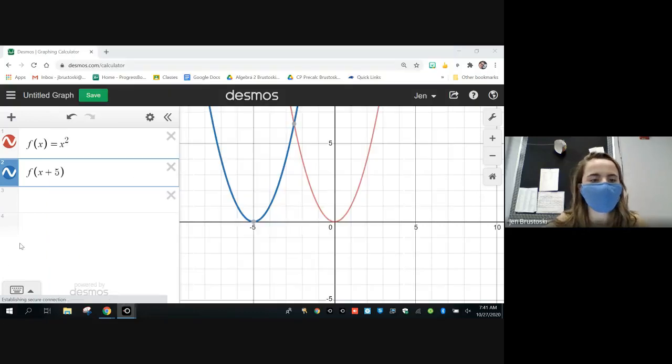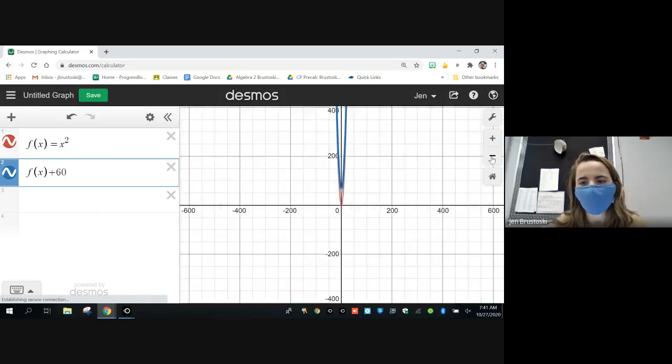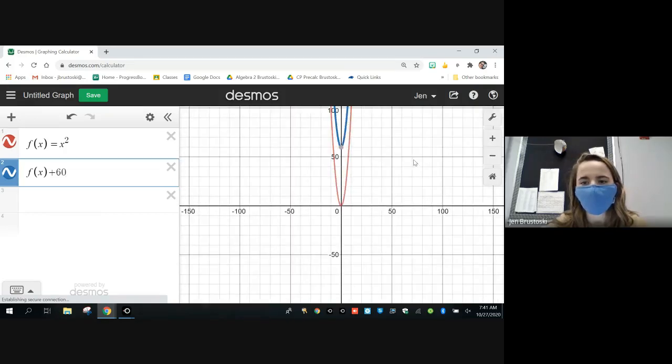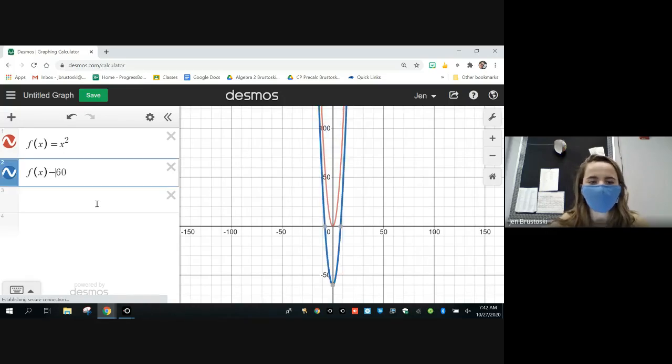All right, finally, let's look at our d values. Someone give me a number. 60. I have to zoom out. What did that do to the graph? Moved it up 60. I'm going to go ahead and subtract 60. What does that do? Moves it down 60.